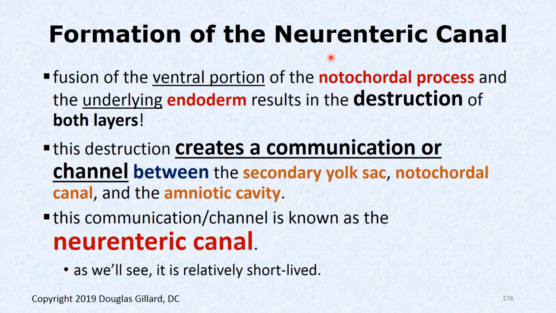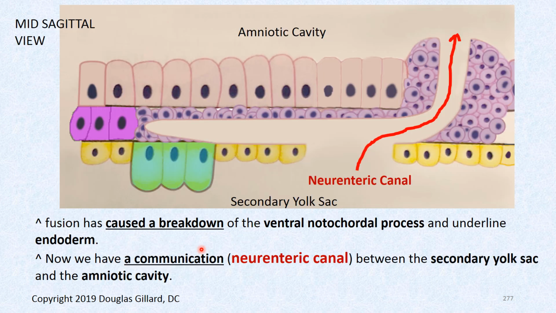Got ahead of my slides a little bit. So that canal is called the neurenteric canal. And as I just said, the fusion of the ventral portion of the notochordal process and the underlying endoderm destroys both layers and creates a communication between the secondary yolk sac and notochordal canal and the amniotic cavity. And that's again the neurenteric canal. It doesn't stay very long, but here's a cartoon of that. So endoderm cells are completely gone here, and we've got a nice canal.